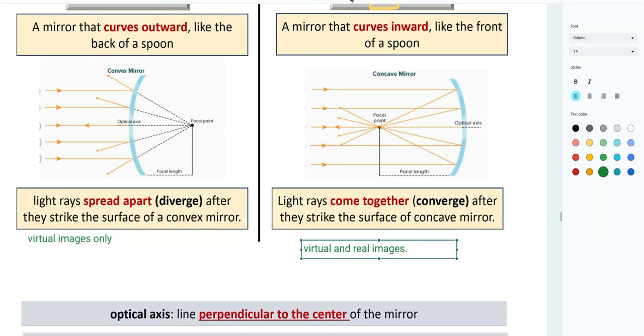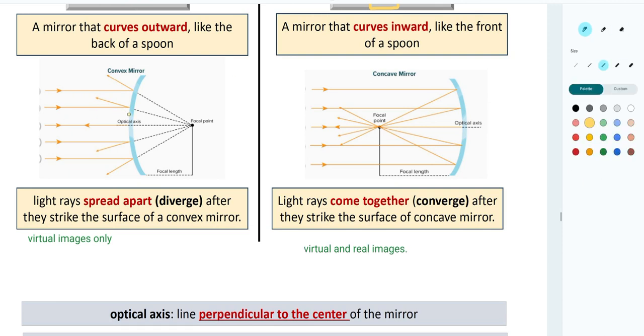Some things that you should make sure you know from this is the optical axis. Optical axis is a lot like the normal. It goes through the middle. It's perpendicular to the middle of your mirror. So here is your optical axis.